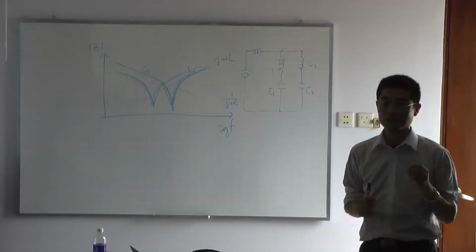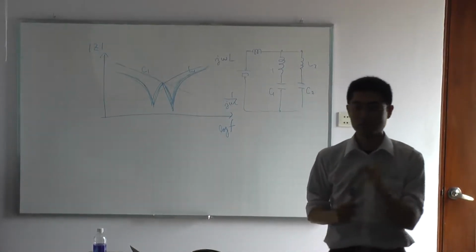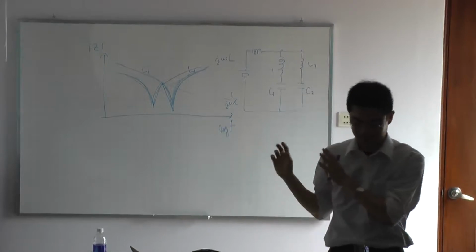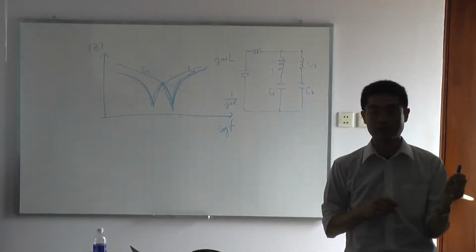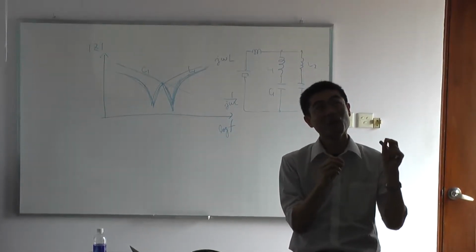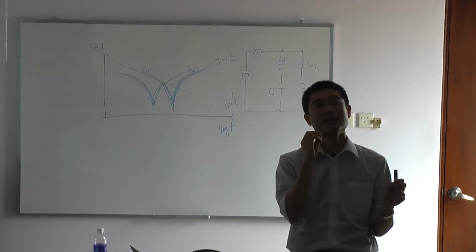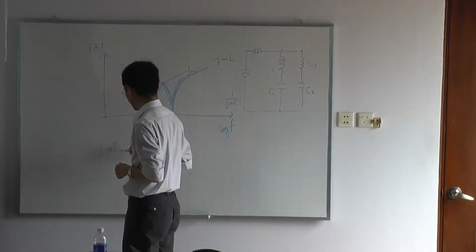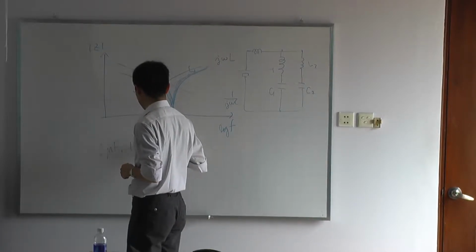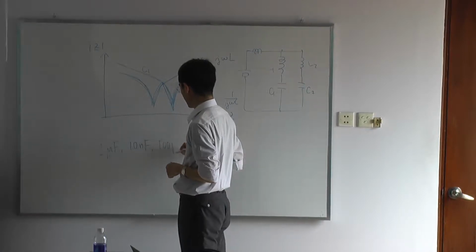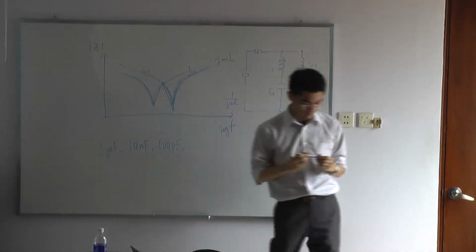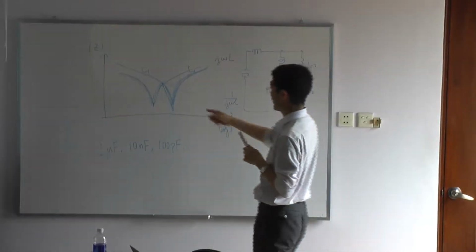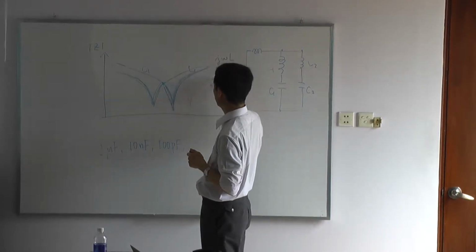So in order to realize that, we will put many capacitors with different capacitance values. Usually, maybe I will talk later, but usually I will put 1 microfarad, 10 nanofarad, and 100 picofarad. I will put 3 capacitors in parallel for the power supply, in order to have this kind of impedance characteristics, so we will have 3 curves like this.